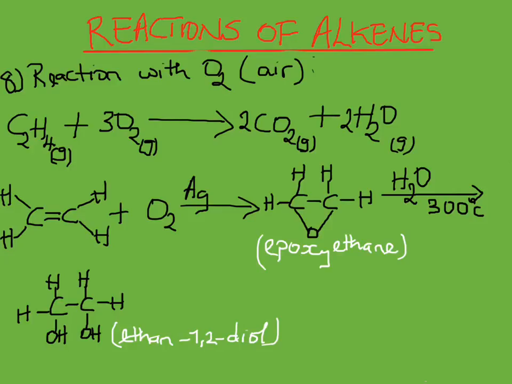Generally, we said alkenes burn in oxygen with a luminous smoky flame to produce carbon dioxide gas and water only. And now, we also said if silver catalyst is used, the reaction of ethene with oxygen is going to yield epoxyethane. And this epoxyethane can be hydrolyzed using water at 300 degrees Celsius to yield us a diol, that is ethane-1,2-diol.